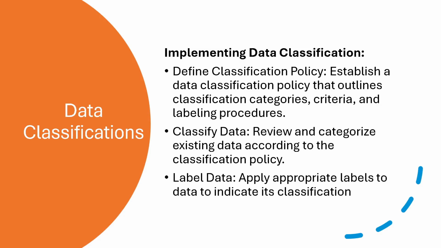Implementing data classification. The first step to implementing data classification is to establish a data classification policy that outlines classification categories, criteria, and labeling procedures. Next, the data is to be reviewed and categorized according to the classification policy. Lastly, appropriate labels are applied to the data to indicate its classification.